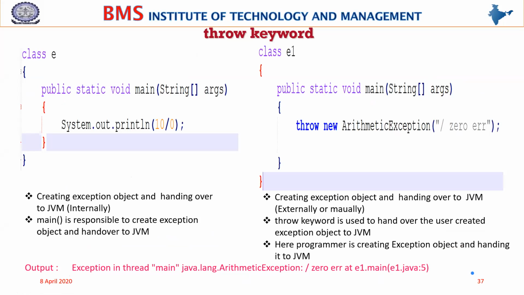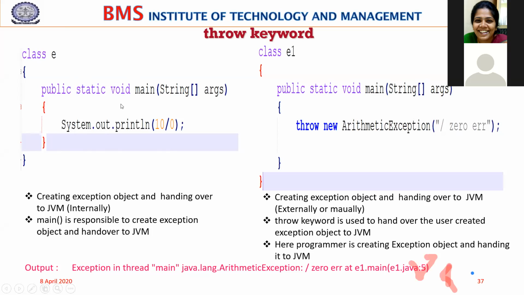Now coming to the next topic we need to discuss, which is the throw keyword. Let us try to understand the need of this throw keyword and the role it plays here. For example, consider I have one example here. Say class E is declared, and this is my main method. I've written a statement here: 10 divided by 0. Definitely you know that when I execute this program, I'm going to get a runtime error, an arithmetic exception: divided by 0 is the error I'm going to get during runtime.